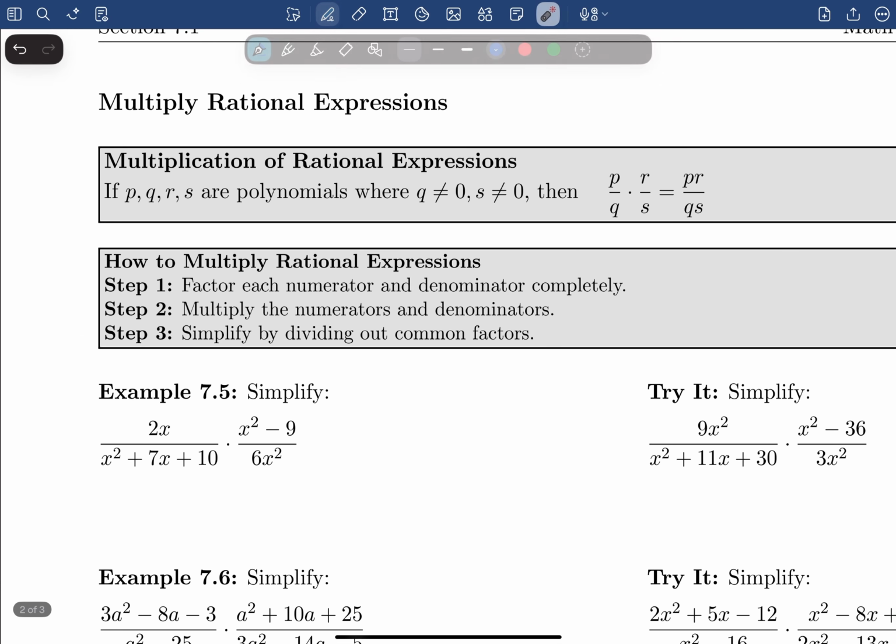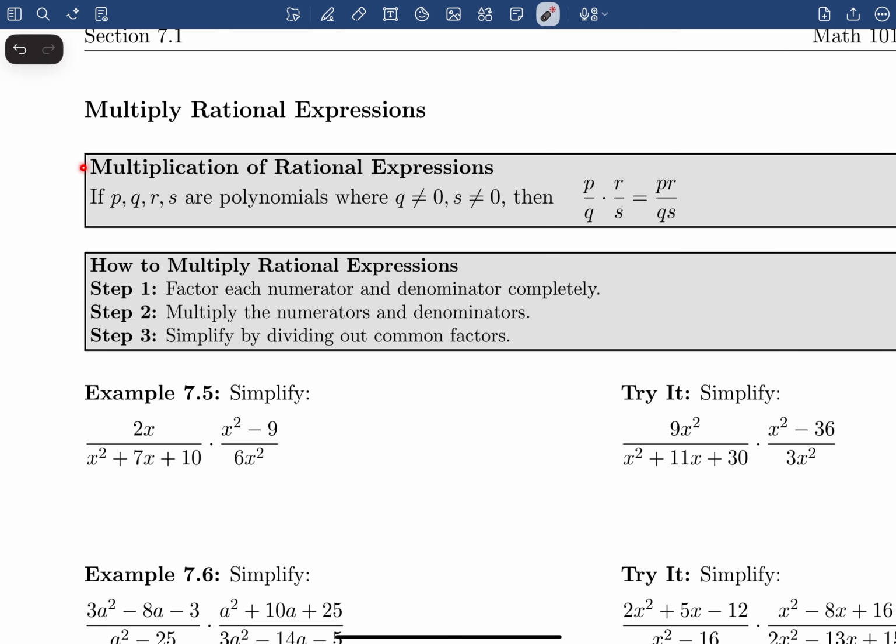So what if I have two rational expressions, like in this example 7.5, and here's a rational expression, and it's multiplied by another rational expression? How do you handle that? Well, that's what this section is for. We're going to work on multiplication of rational expressions. So if P, Q, R, and S are polynomials where Q does not equal 0 and S does not equal 0, then P over Q times R over S equals P times R divided by Q times S.